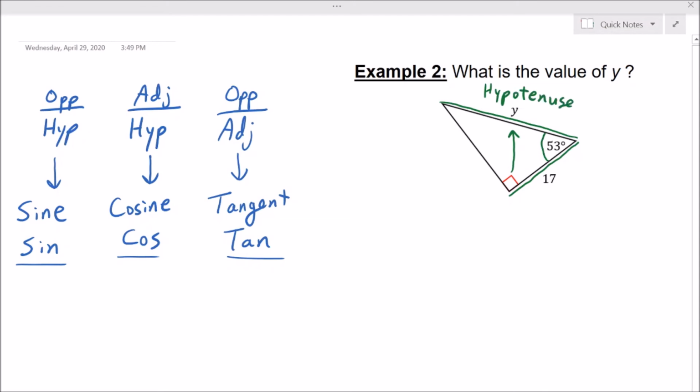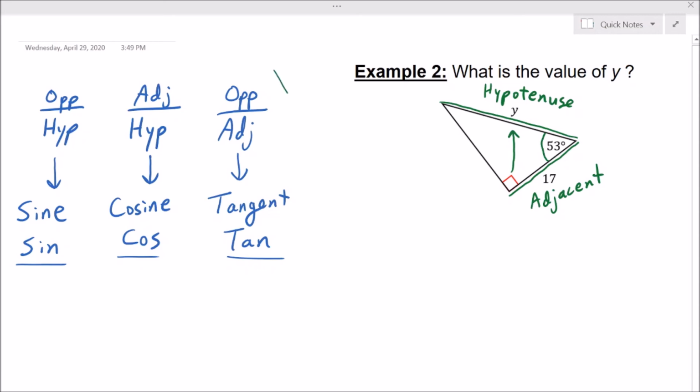What about the 17? Is it across from the 53 or next to? Is it touching the 53? It's next to, right? It's touching. So this is what we call the adjacent side. So we've got two sides, the adjacent and the hypotenuse.